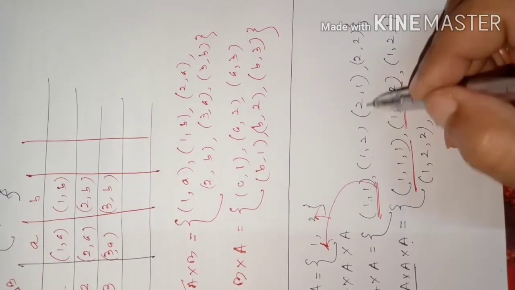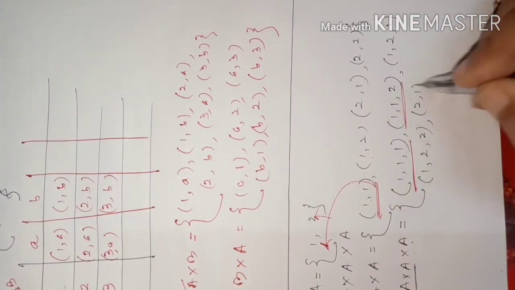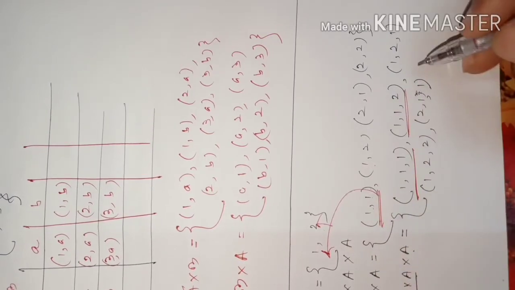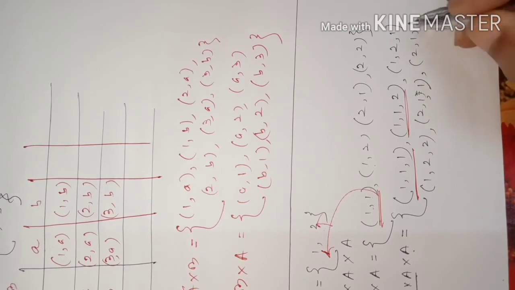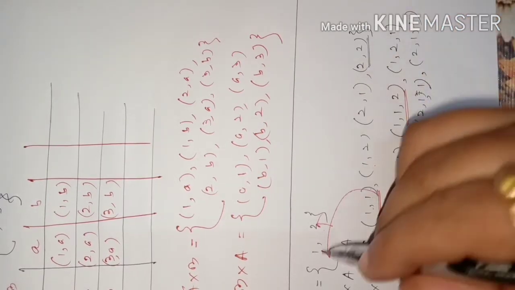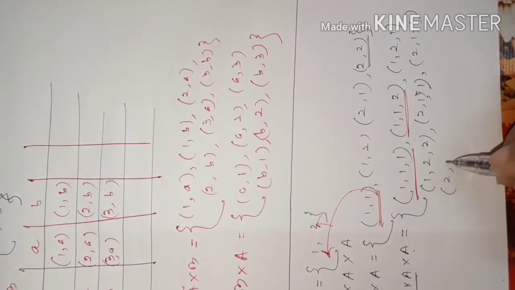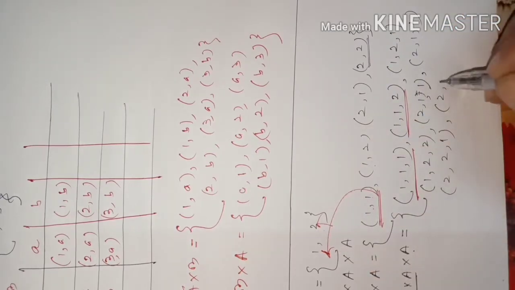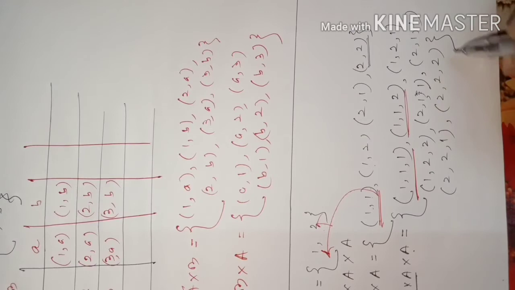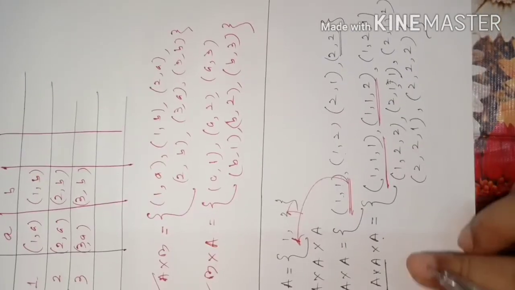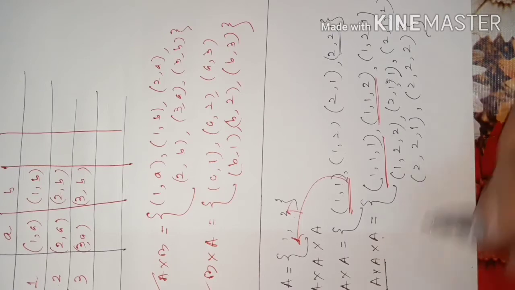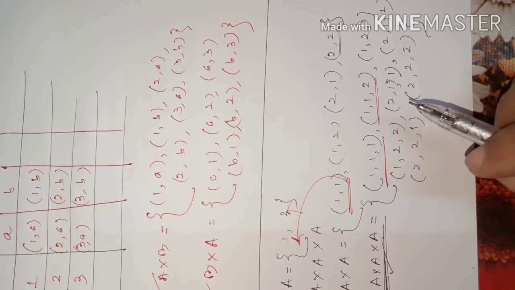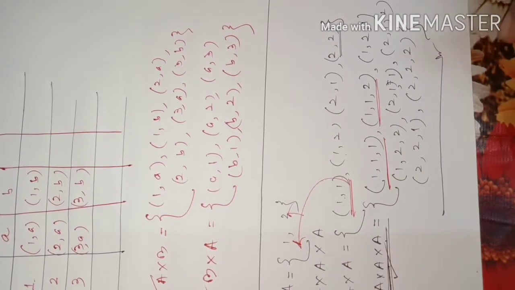Next, (2, 1) with 1 gives (2, 1, 1). Next, (2, 1) with 2 gives (2, 1, 2). Next, (2, 2) with 1 gives (2, 2, 1). Now (2, 2) with 2 gives (2, 2, 2). This is over, then the curly bracket is also over. So this is A cross A cross A, the Cartesian product of 3 sets. Okay, triplets. So this is how we have to take the Cartesian product.